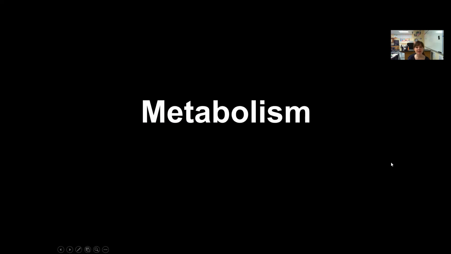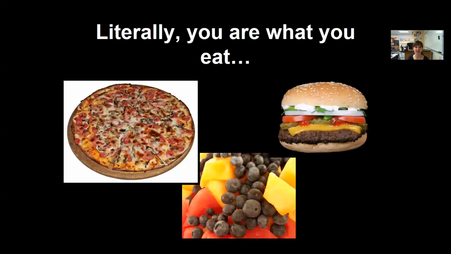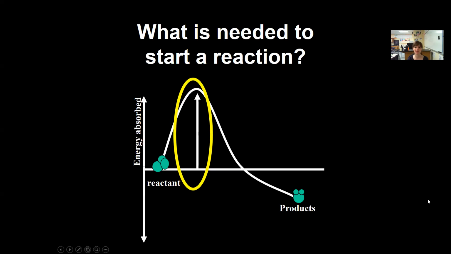So what this means is that when you eat food, all those chemical reactions that are taking place break down the food into their simplest molecules and then rebuild them into the parts that make you. So literally, you are what you eat. You break down the foods that you consume to convert it into your cell parts.